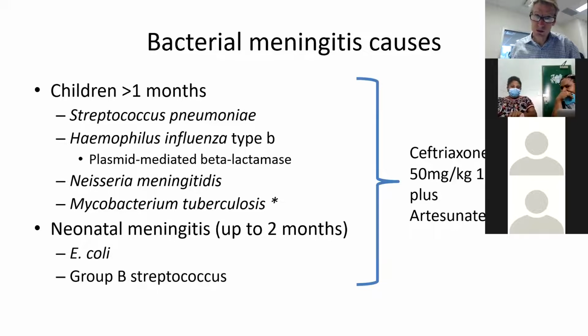So for children with bacterial meningitis, the treatment is ceftriaxone. In the past, we could use chloramphenicol, but as you probably know, more than 70% of the Haemophilus influenzae type B bacteria now are resistant to chloramphenicol, so we have to use ceftriaxone. And the dose is 50 milligrams per kilogram, 12 hourly. Sometimes people give 100 milligrams per kilogram daily, but probably 50 milligrams per kilogram, 12 hourly is a bit safer.